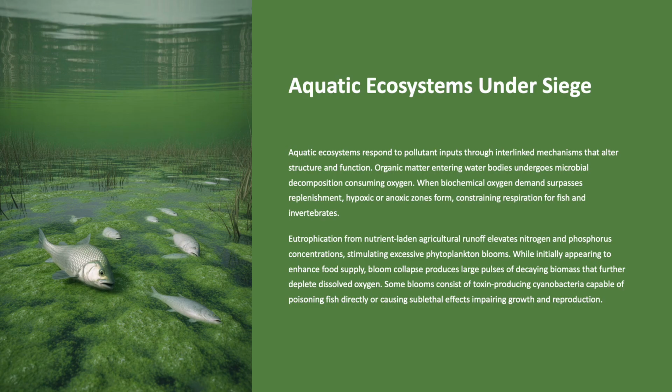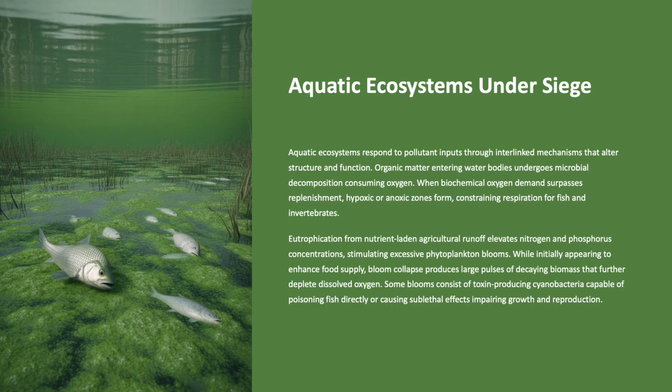Nutrient-rich runoff from agriculture accelerates eutrophication. Elevated nitrogen and phosphorus concentrations stimulate dense phytoplankton blooms that block sunlight from reaching aquatic vegetation. When these blooms collapse, they create massive pulses of decaying biomass that further deplete oxygen levels. Some blooms consist of cyanobacteria capable of producing potent toxins harmful to fish, birds, domestic animals, and humans. These toxins can contaminate drinking water sources and pose significant public health risks.